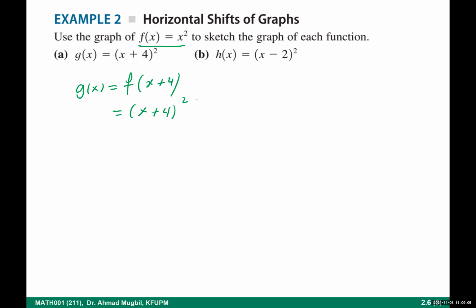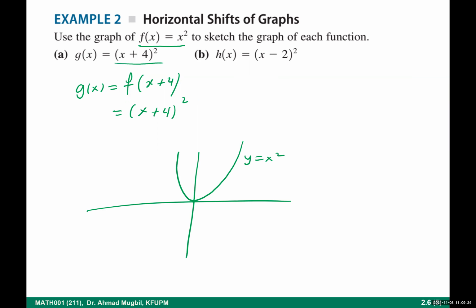So the graph of g is obtained from the graph of f by shifting to the right or left? To the left. Now, how to know that? This is the graph of y equals x squared. If you want to know the graph of this one, you need to ask about this key point, the vertex. Where will it be? It will be at -4 and 0. y will be 0 when x is -4. So the graph will be like this. This is the graph of y equals x plus 4 all squared.